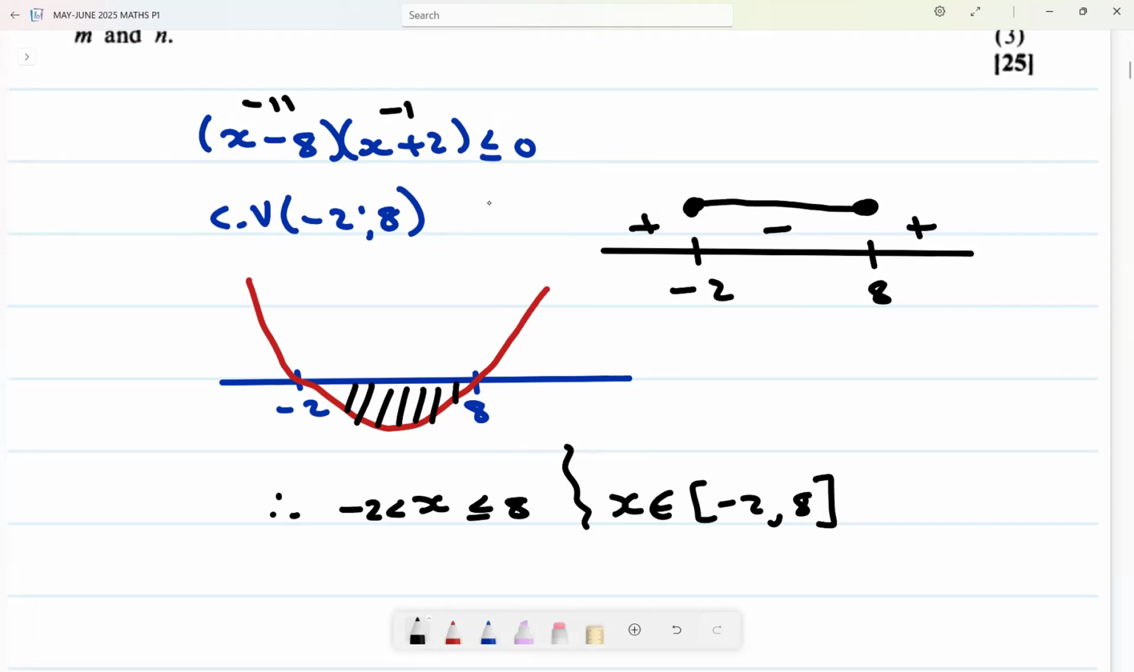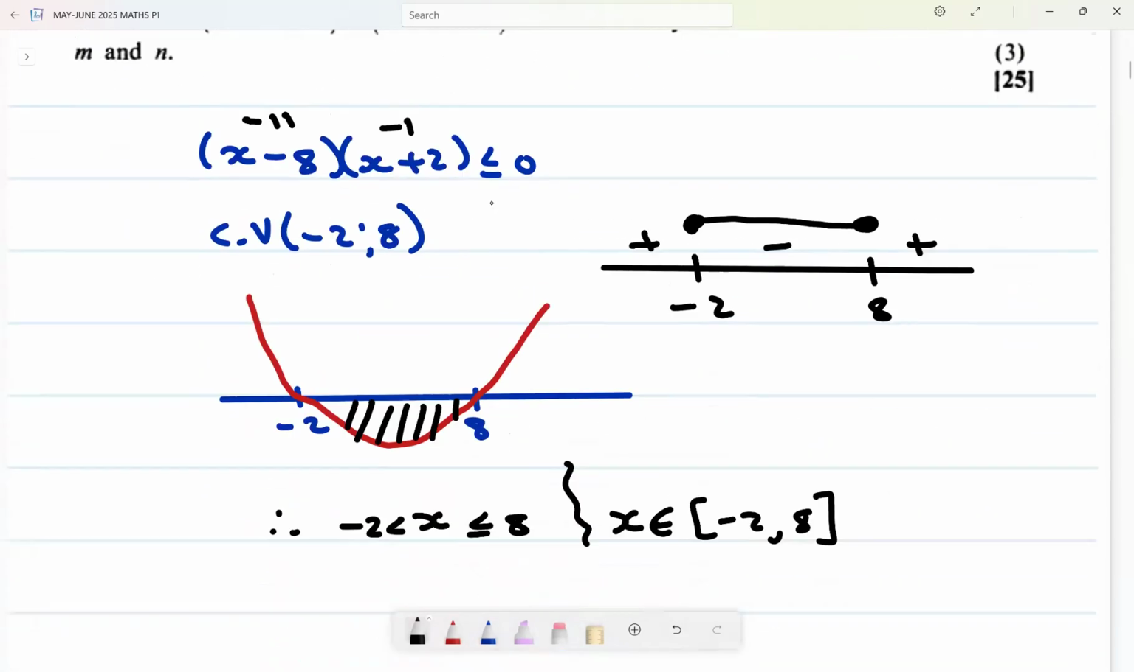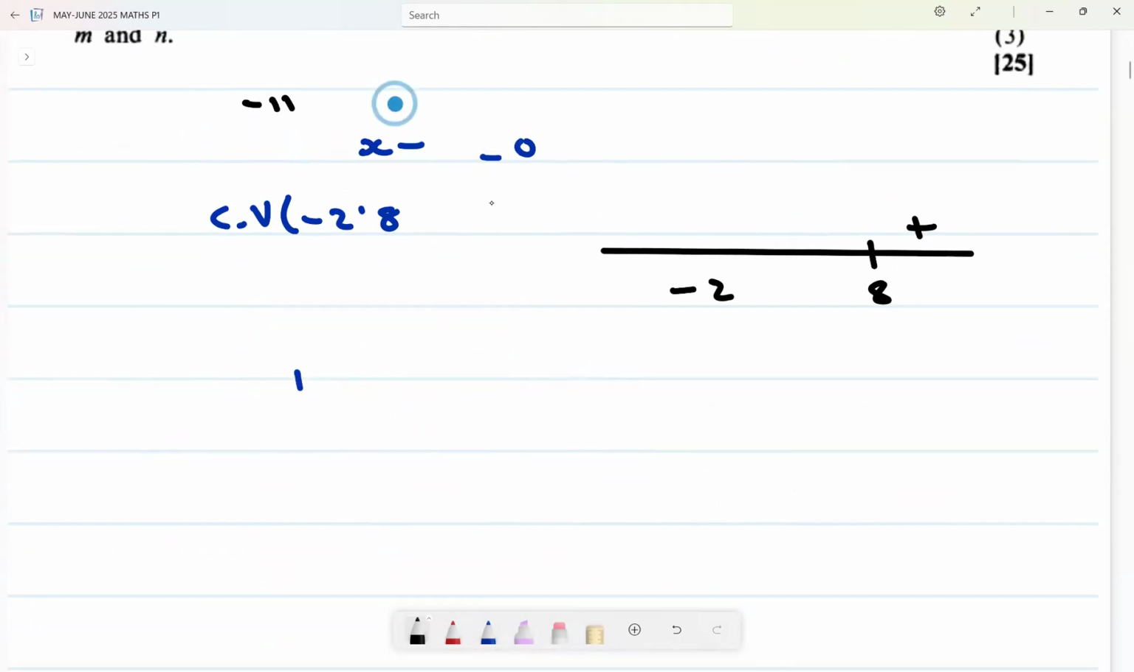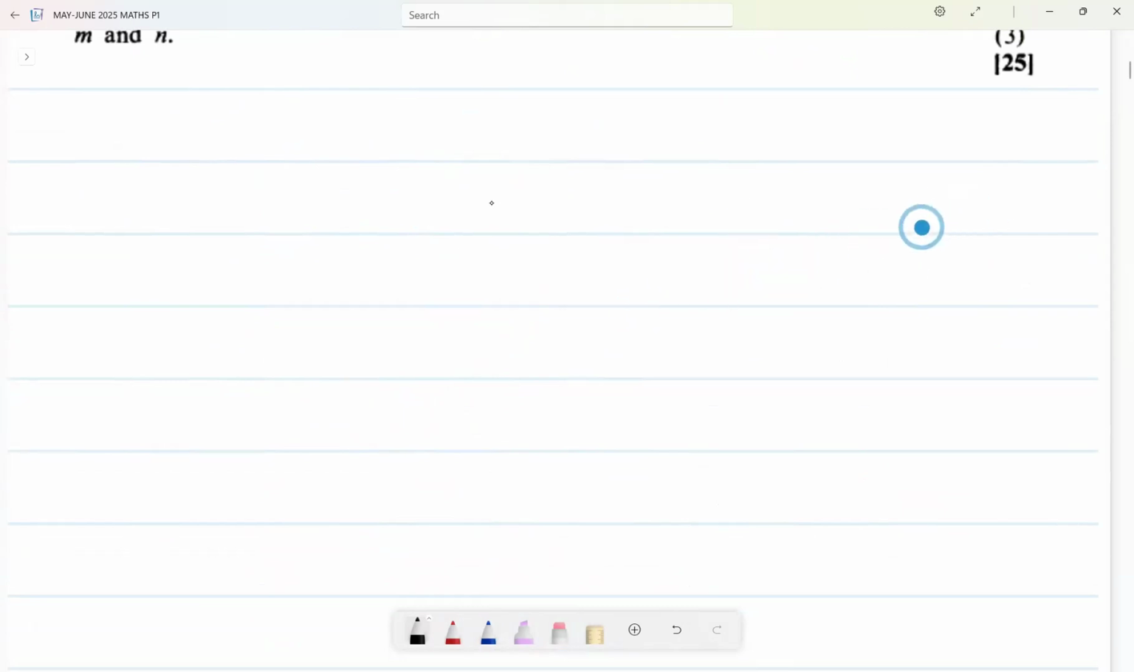And it's very important that it is not like this, but rather shaded. Why? Due to the equal sign. So it's still fine. I hope it is understood. And let's move on to the next one again.